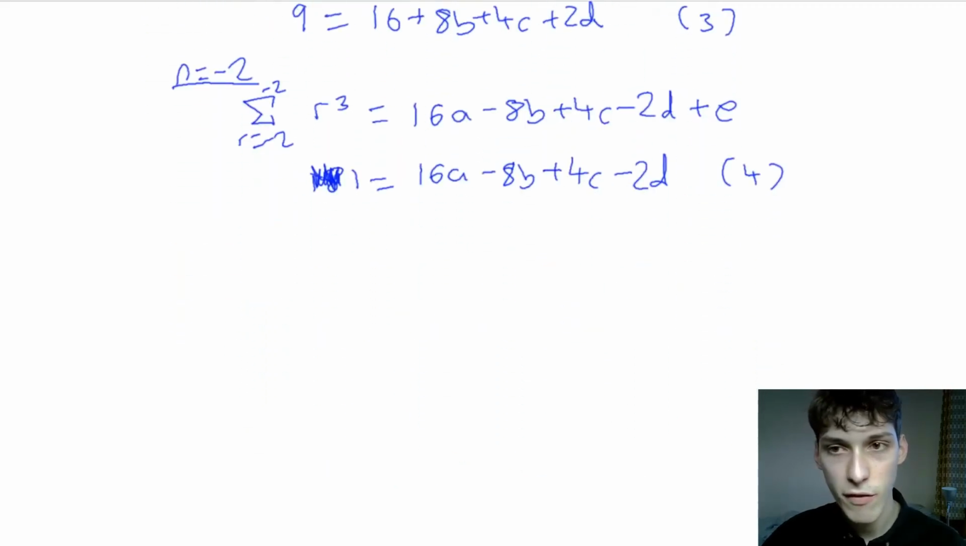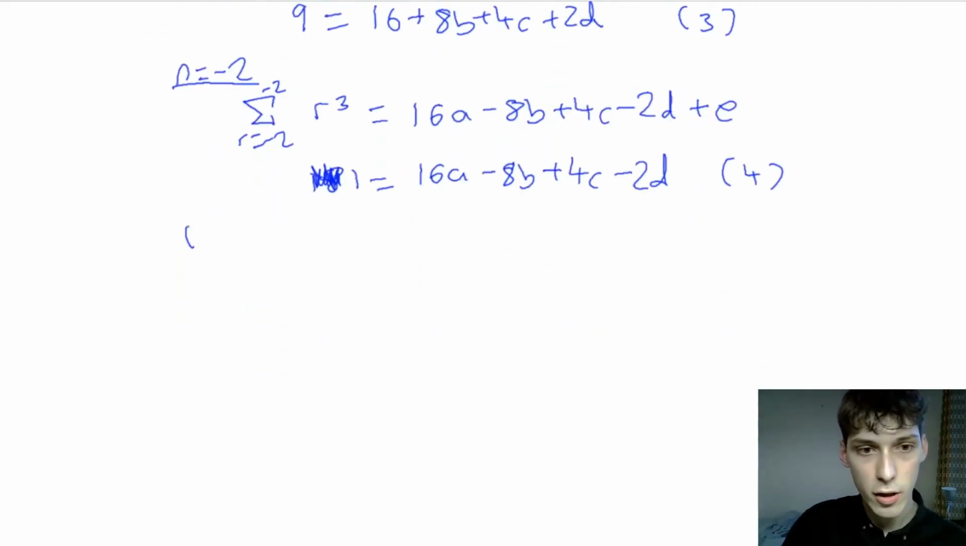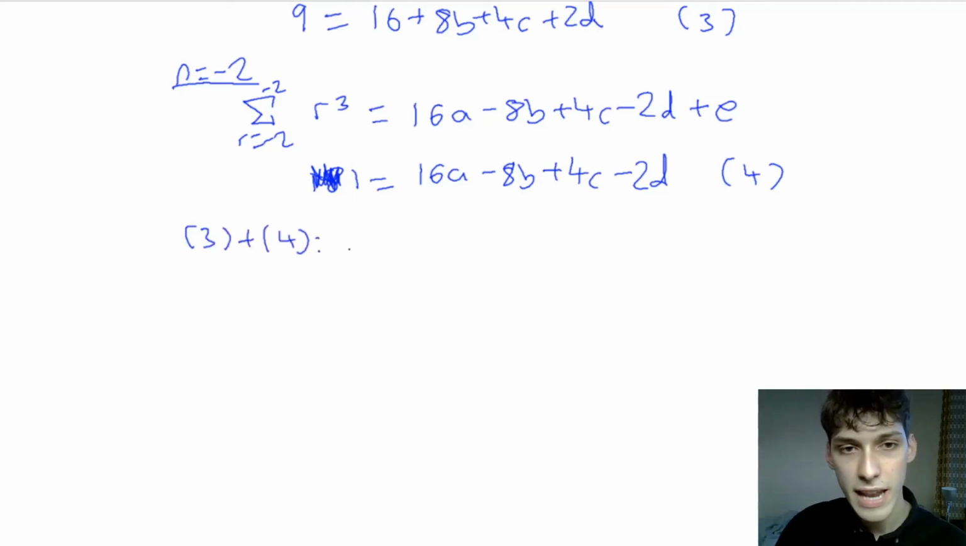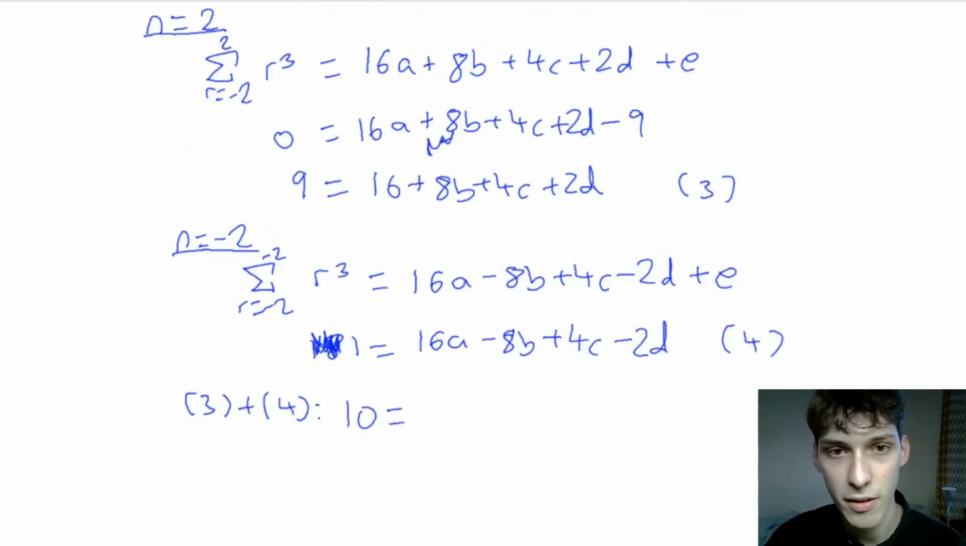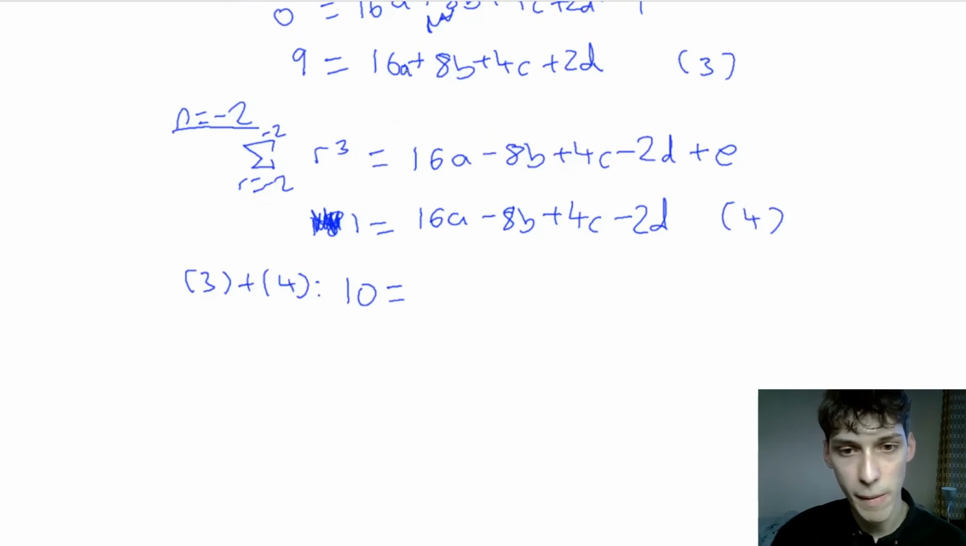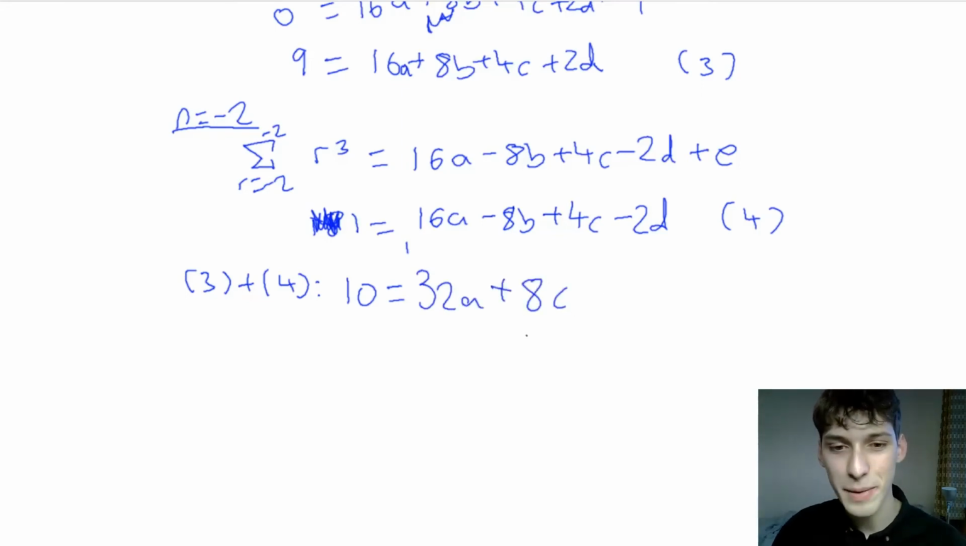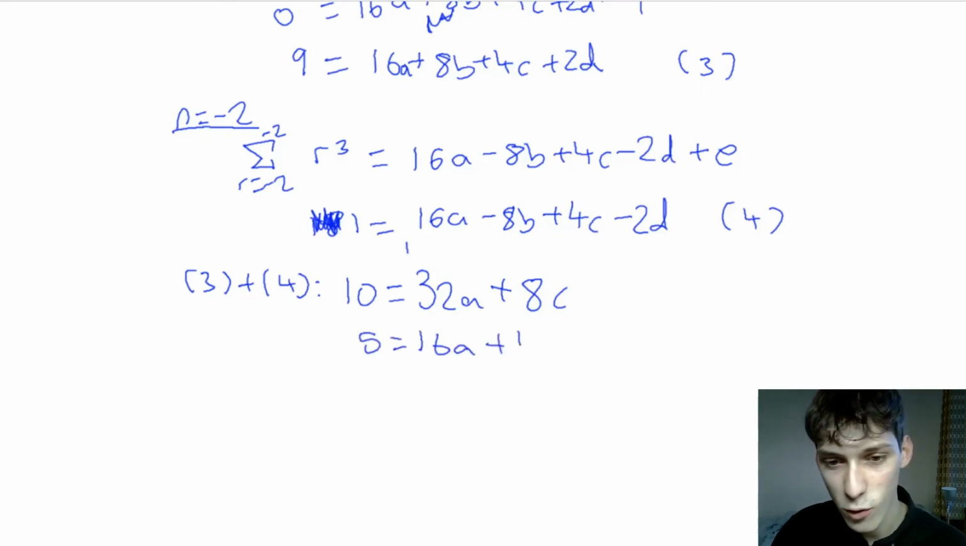In terms of just 2 of the variables. So let's take 3 plus 4. And this gives us the left hand side as being 10 and the right hand side as being, sorry, made another mistake. That should be an A here. Sorry about that. On the right hand side, we've got 32a plus 8c. And again, I think we can divide it down a little bit. We have 5 is equal to 16a plus 4c.